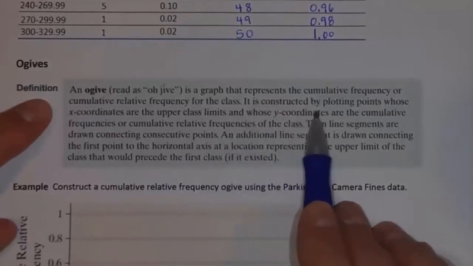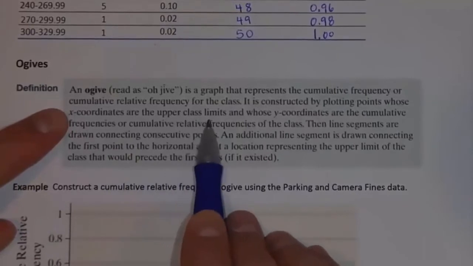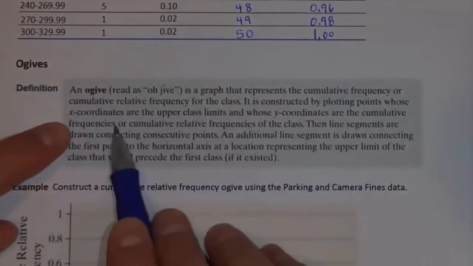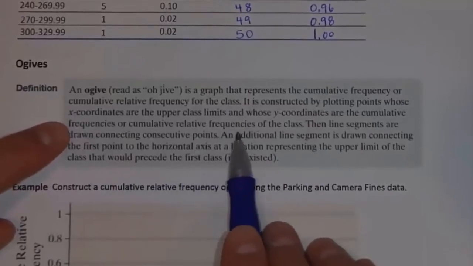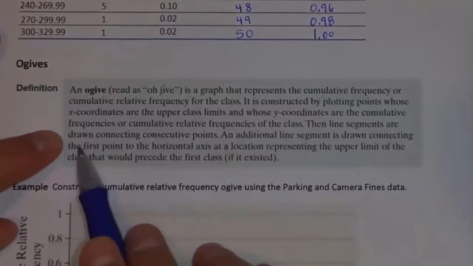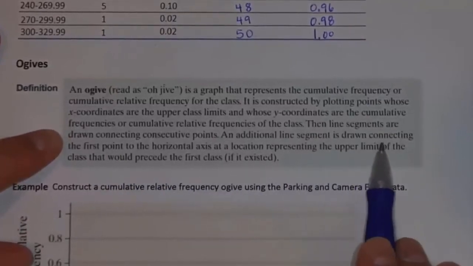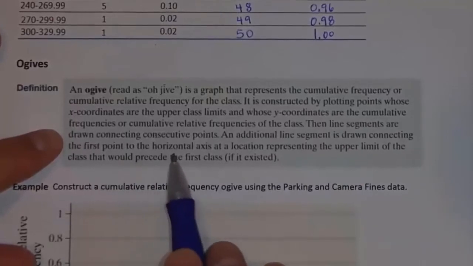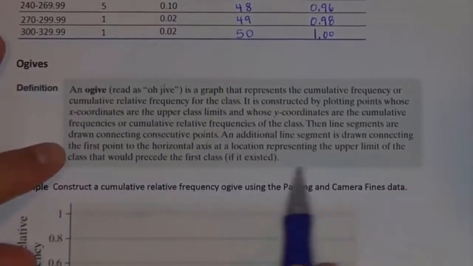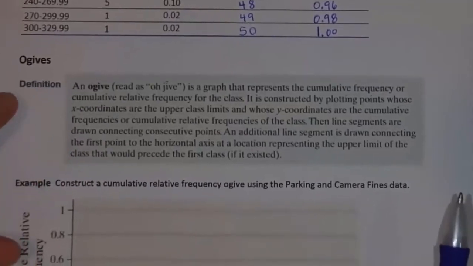It is constructed by plotting points whose x coordinates are the upper class limits and whose y coordinates are the cumulative frequencies or cumulative relative frequencies of the class. Then line segments are drawn connecting consecutive points. An additional line segment is drawn connecting the first point to the horizontal axis at a location representing the upper limit of the class that would precede the first class if it existed.